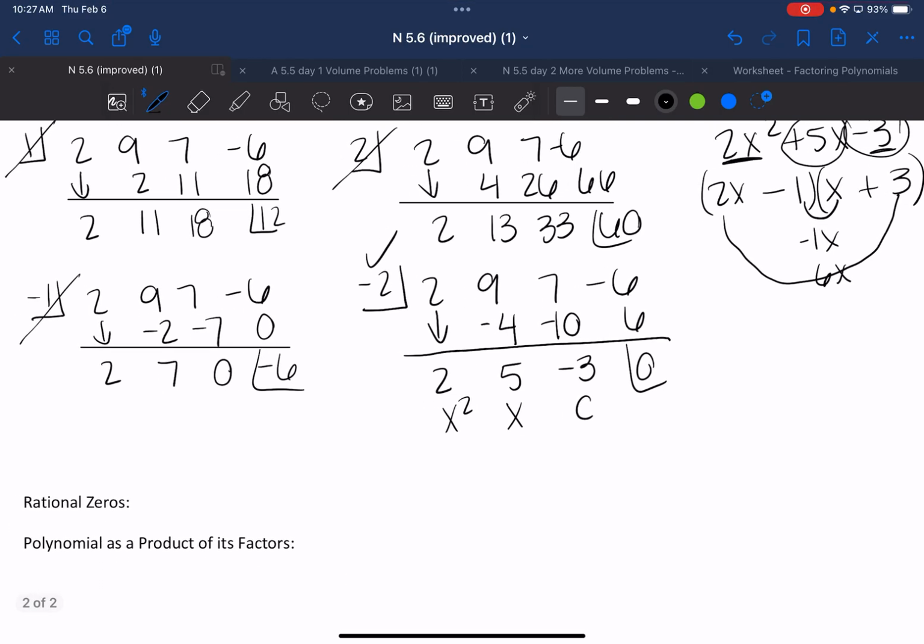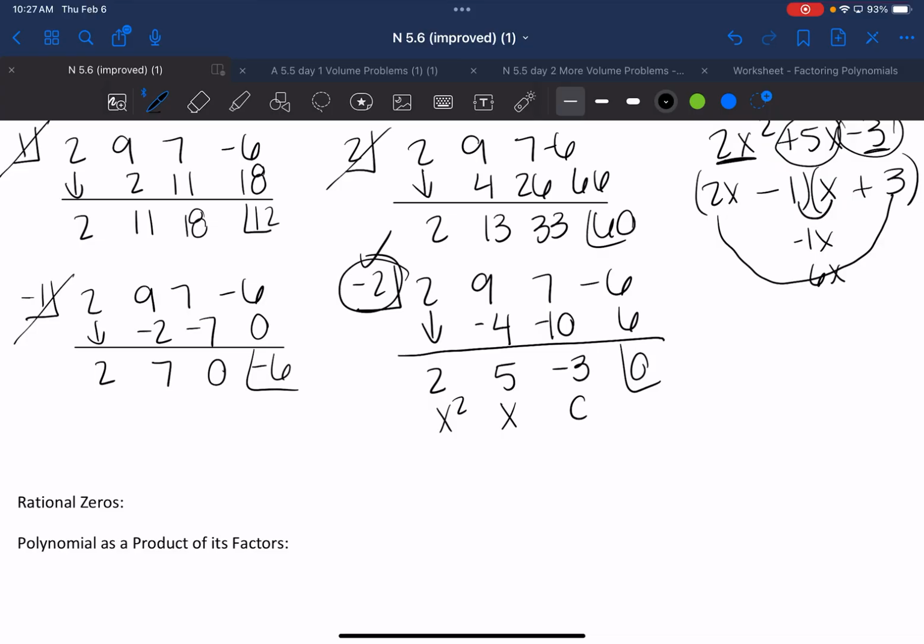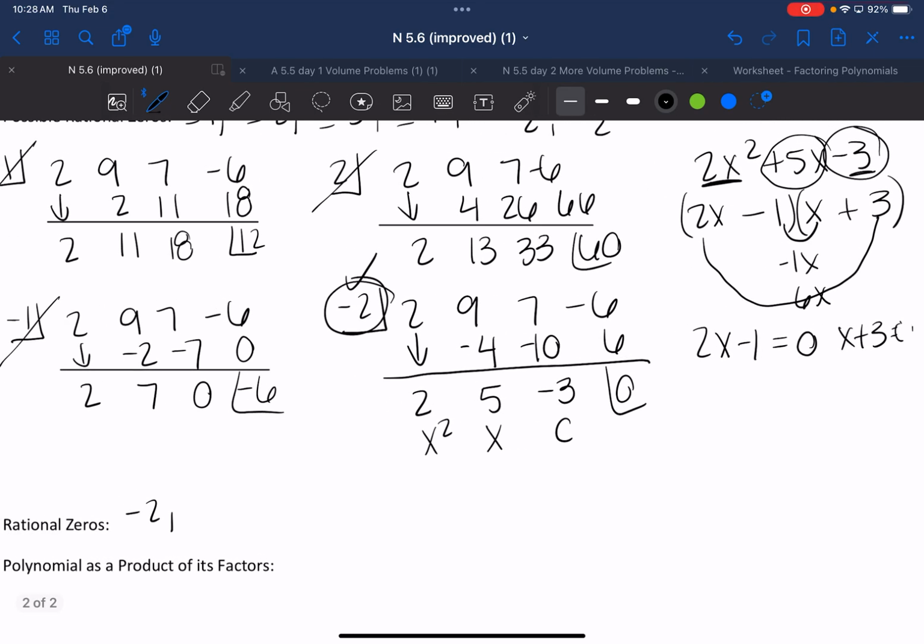Okay, so now they ask for the zeros. Well, we know the negative 2 worked, right? Okay, if I want to know what these are as zeros, I take 2x minus 1, set it equal to 0, and x plus 3, and set it equal to 0. So what are the other zeros? 1/2 and negative 3. Good.